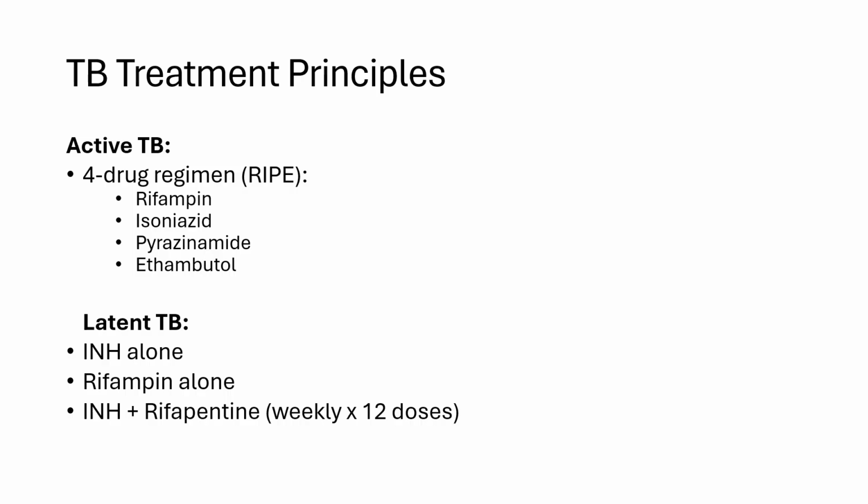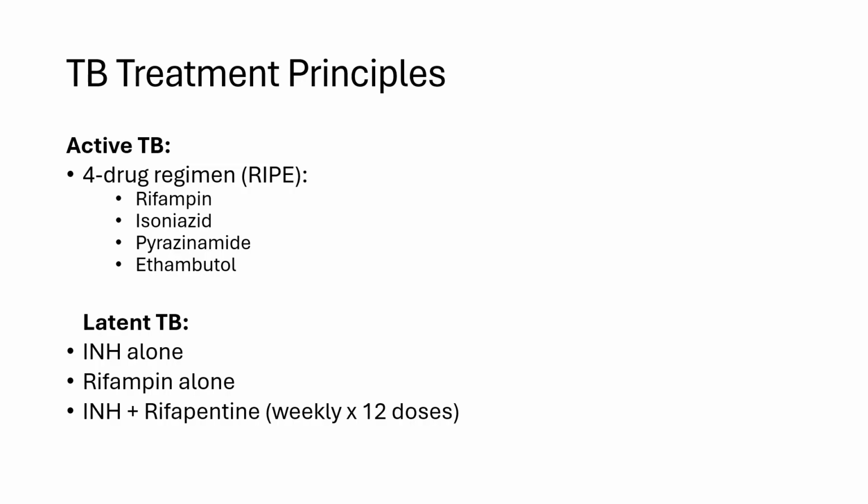So generally what happens is all 4 drugs are started initially, and then once drug susceptibility testing is available, one or more of these medications will fall off the treatment regimen. Usually this is a 6-month or longer treatment. Now for latent TB, this is again patients that test positive but do not have clinical disease.